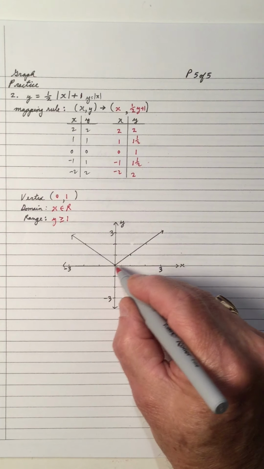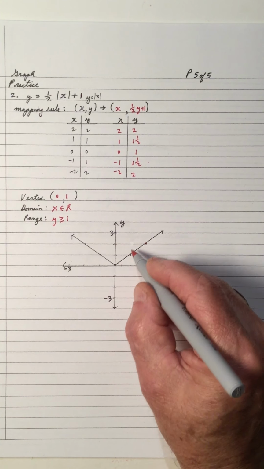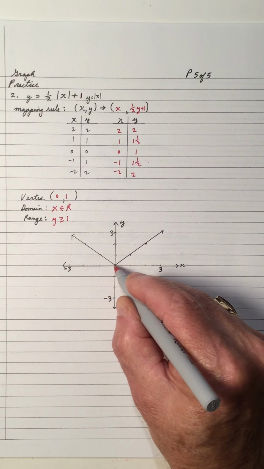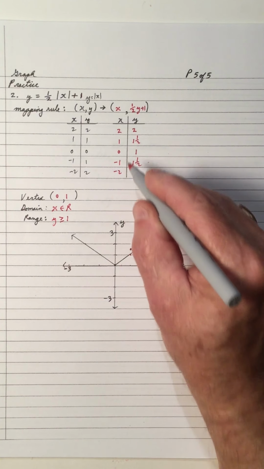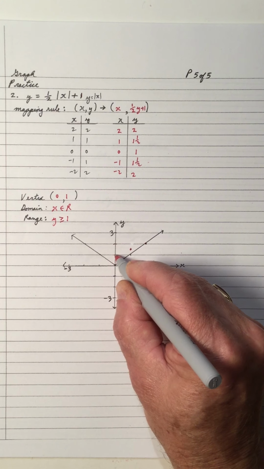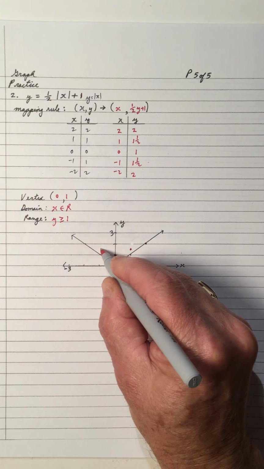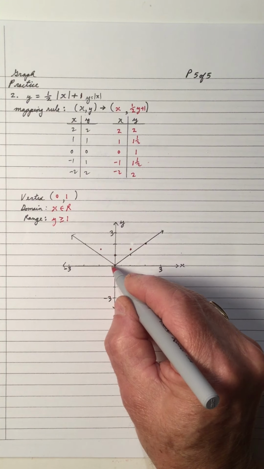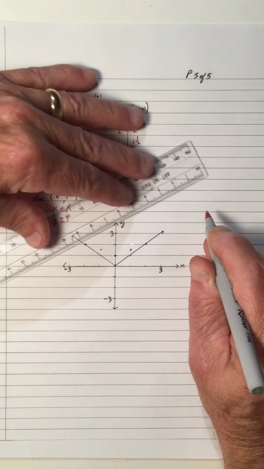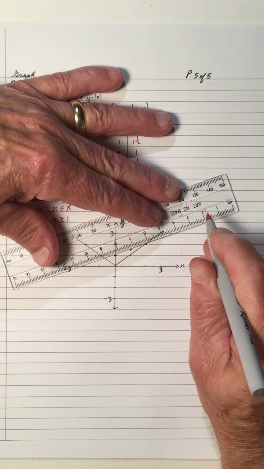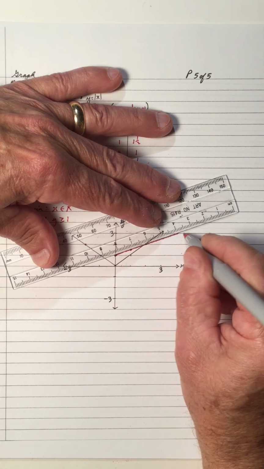So let's plot the point. 2, 2 gives me a 2. Okay. A 1 gives me 1 and a half. 0 gives me a 1. Negative 1 gives me 1 and a half. And a negative 2 gives me a 2. So we'll plot this. Here's the equation. Here's the graph of that equation.